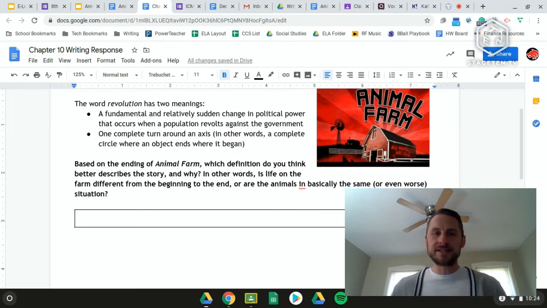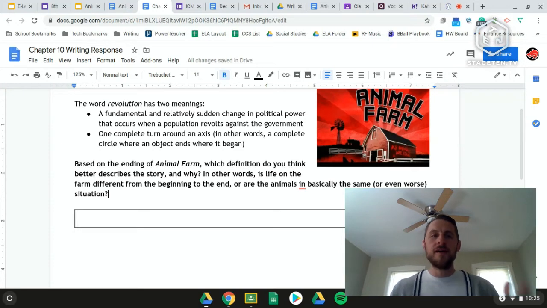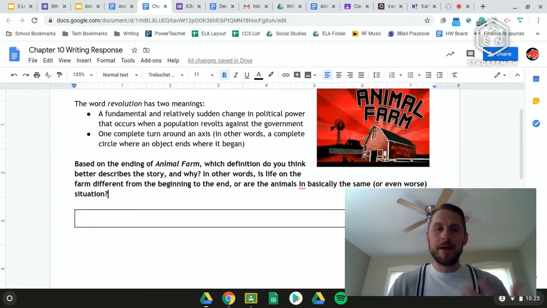So it's this sense of, on the one hand, a revolution means a very sudden change, but on the other hand, a complete turn, a 360-degree turn, means you end exactly where you started. You come all the way around back to the beginning. And so, based on the ending of Animal Farm, which definition do you think better describes the story and why? So, in other words, do you think Animal Farm as a book, as being about a revolution, is more about the top definition, the fundamental and sudden change in political power, where people, or in this case animals, revolt against the government?